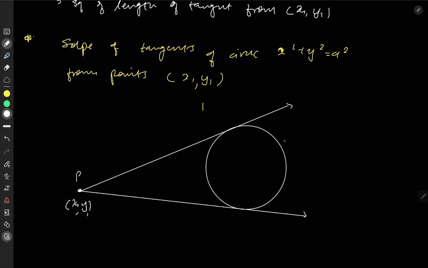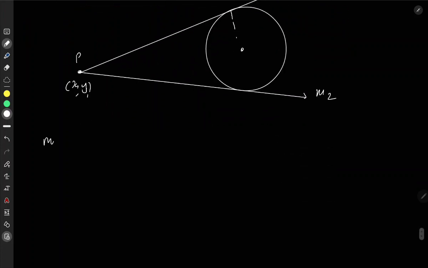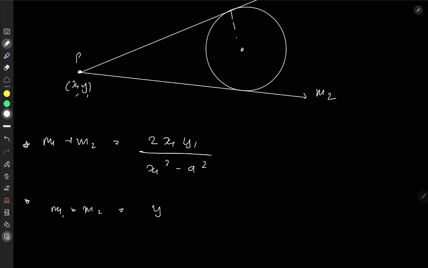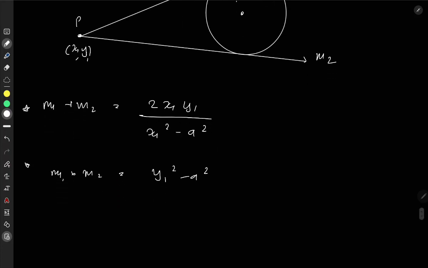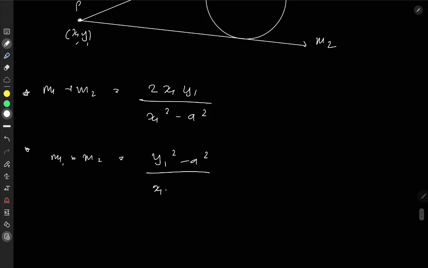So now there would be two tangents and both would have a different slope. Let this be m1 and let this be m2. Then m1 plus m2 is equal to 2 times x1 y1 upon x1 square minus a square, and m1 into m2 is equal to y1 square minus a square upon x1 square minus a square.